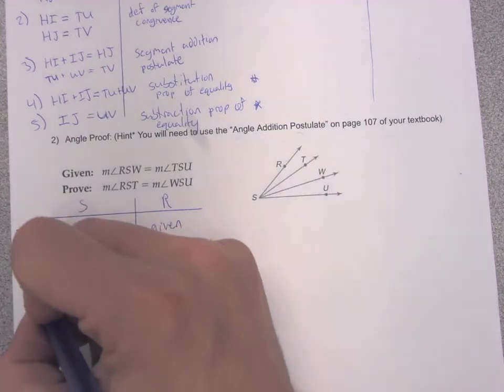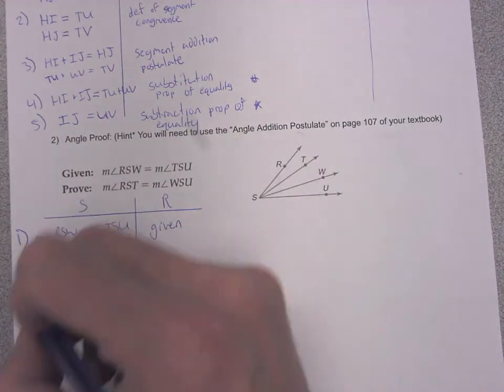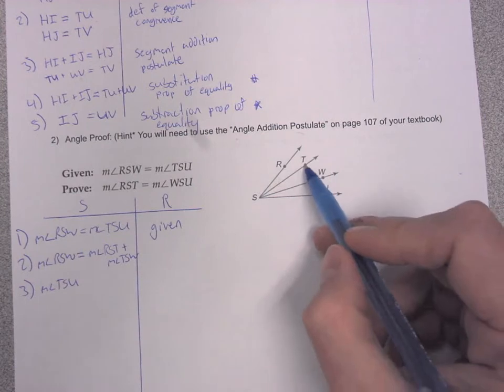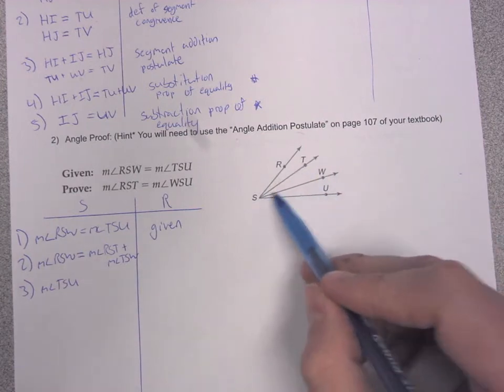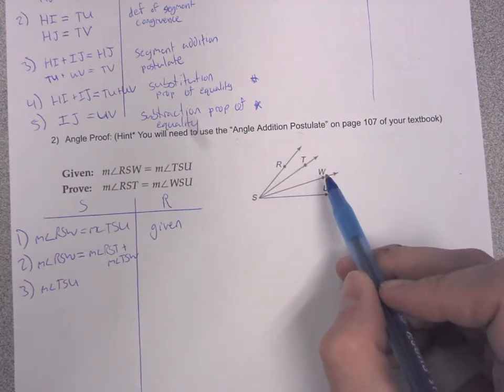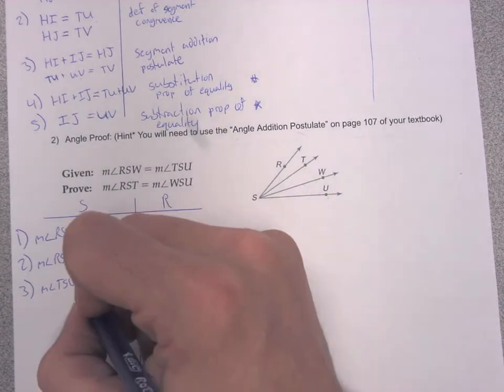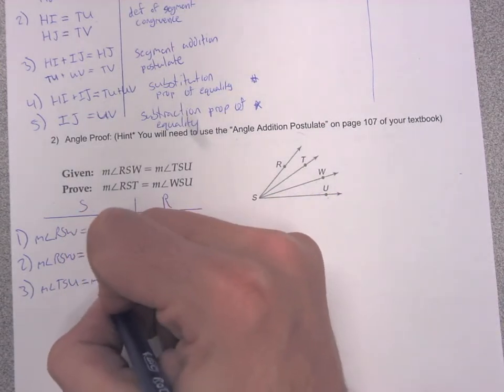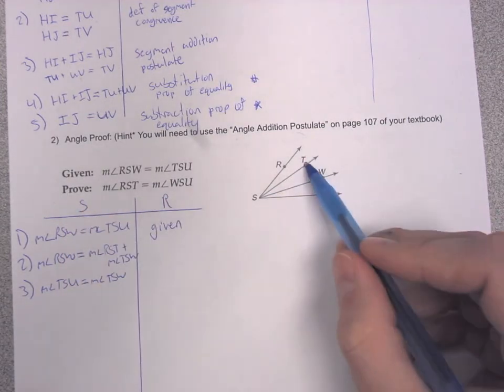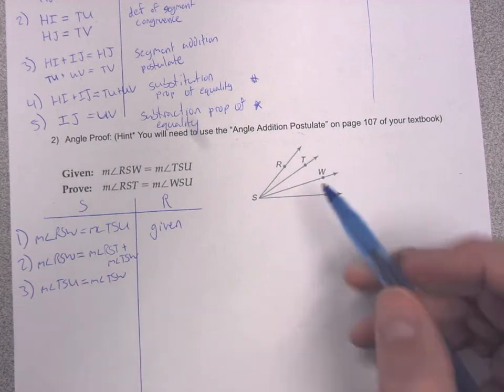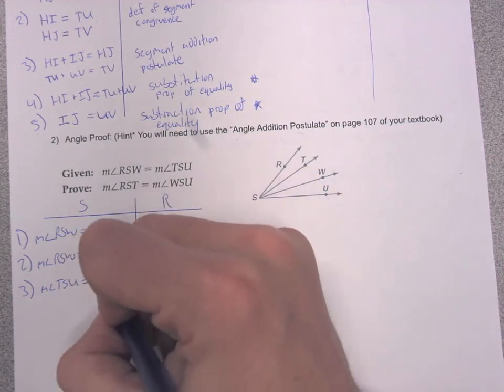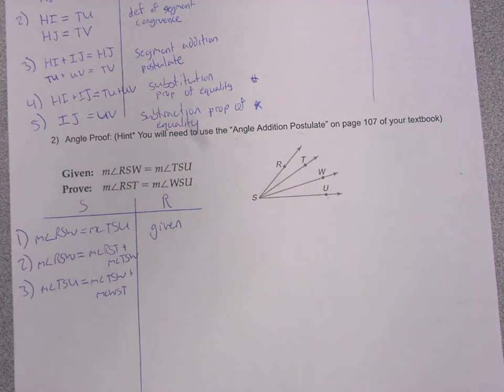So I'll start with the big one again, measure of angle TSU this time, TSU, and that's equal to TSW plus WST. So TSW and then the measure of angle WST. Okay.